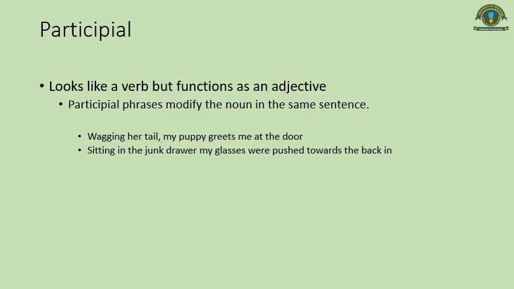So let's look at the participial phrases. A participial is a phrase that looks like a verb but actually functions as an adjective. It modifies a noun in the same sentence. Wagging your tail, my puppy greets me at the door. In this example, wagging your tail is the participial phrase describing my puppy.